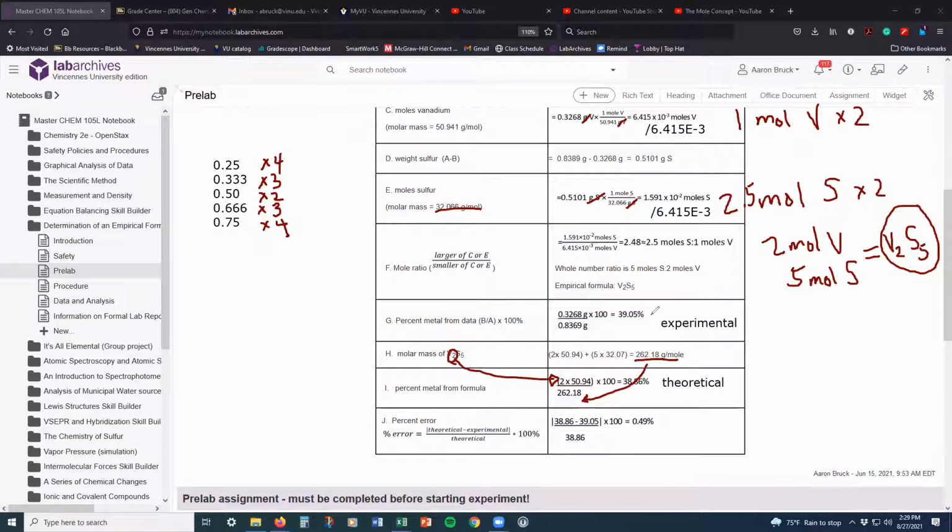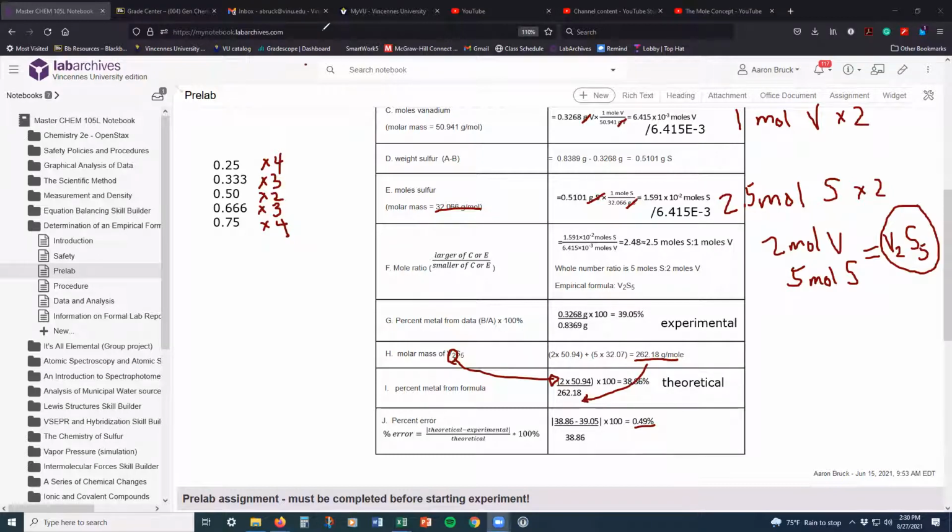And so we can see that experimentally we got 39.05% vanadium. Theoretically, it should have only been 38.86%. So there is a slight difference between the two. That's okay. That's real. That's normal. Calculate the percent error by taking the difference and dividing by the theoretical number. We end up getting a percent error of 0.49%, which is fantastic for a technique like this. Anything below 1% really is absolutely great for this kind of lab.